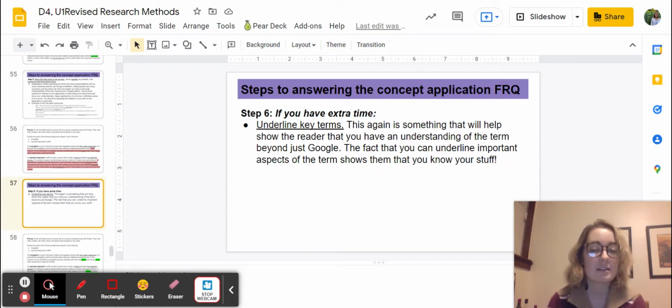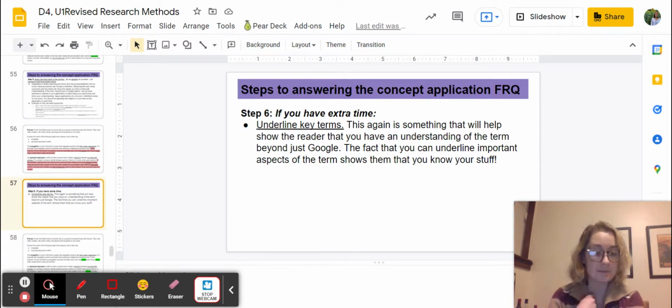Step 6 is something that you can do if you have extra time. This connects to the idea of knowing the keywords or buzzwords connected to vocab terms. It shows your knowledge and can really show a reader, dang, this person knows what they're talking about. So underline the key terms that are connected to the vocab term they're asking you to apply.